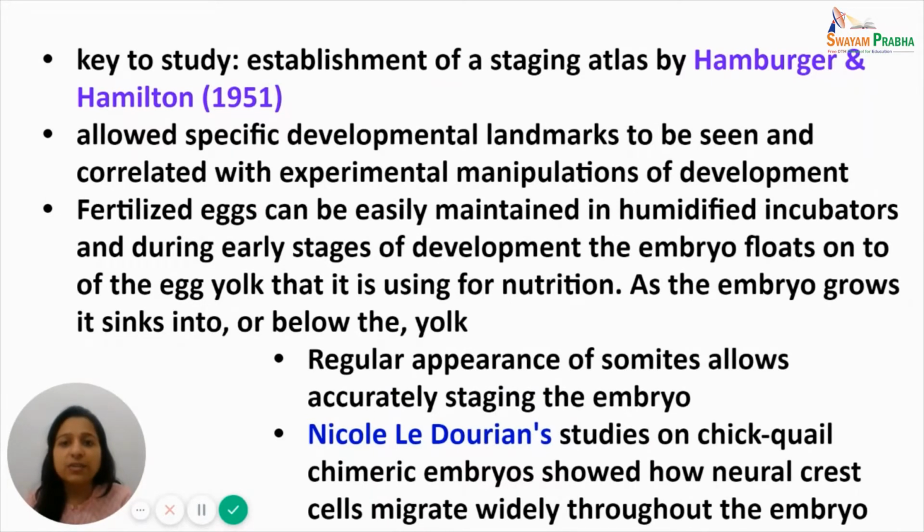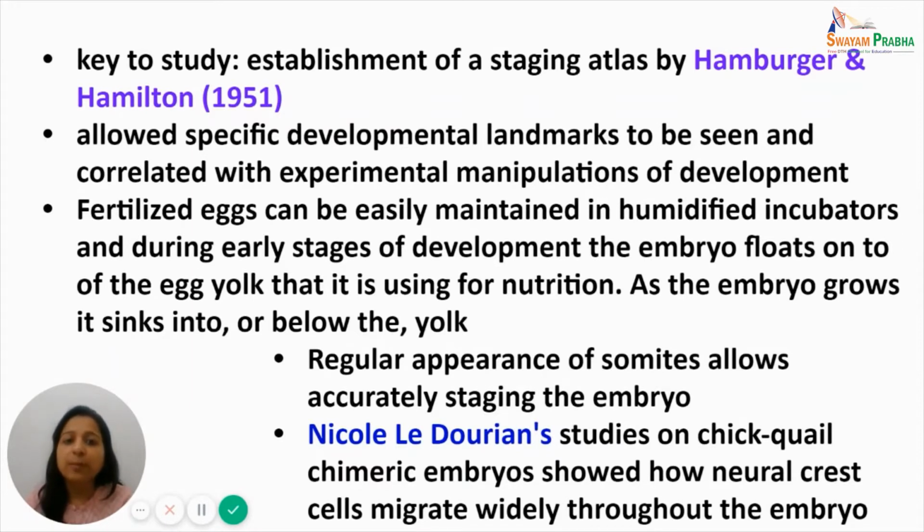Now, the fertilized chicken eggs can be easily maintained in humidified incubators, and during early stages of development, the embryo tends to float on top of the egg yolk, which it is using for nutrition. As the embryo grows further, it may sink into or below the yolk.